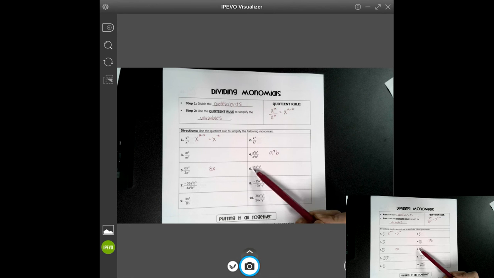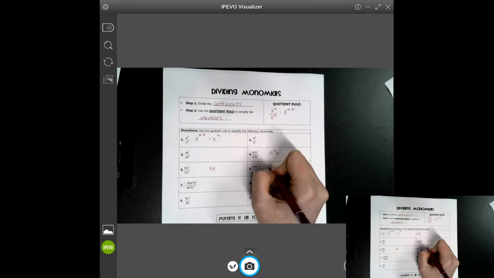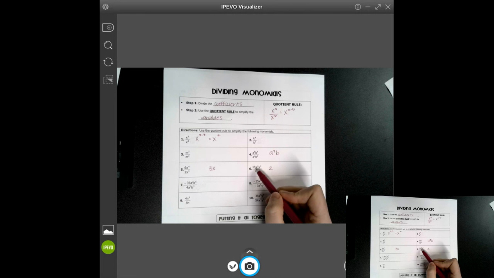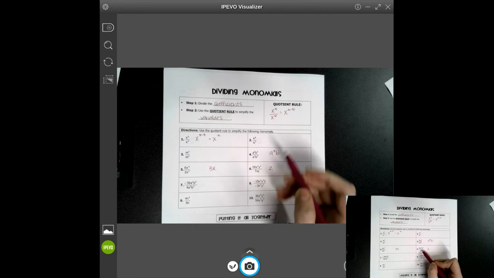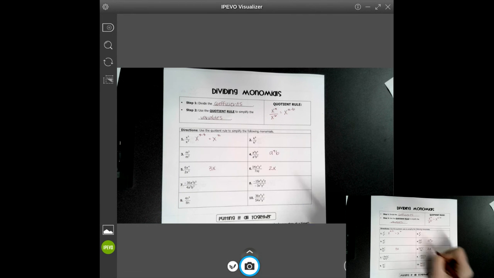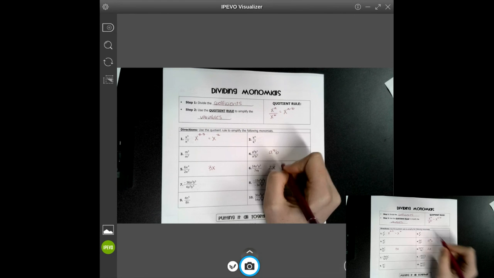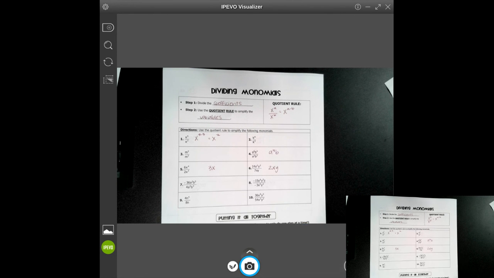I'm going to do 14 divided by 7 is 2. x squared over x to the first becomes just x, 2 minus 1. And then y squared over y would just become y, 2 minus 1 again. Okay, let's look at number 7.